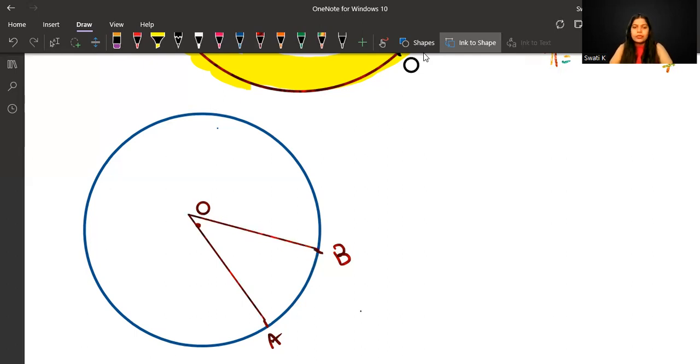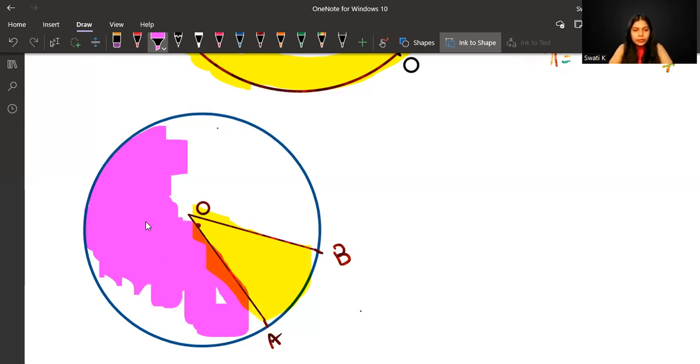Now you can clearly see that you are getting two areas inside the circle, right? So the area inside the circle is two parts, that is this part, okay? And there is one more part, and that is the pink part, right? So we have two parts here. Now I'll tell you what the yellow part is called and what the pink part is called. We have a name for that.